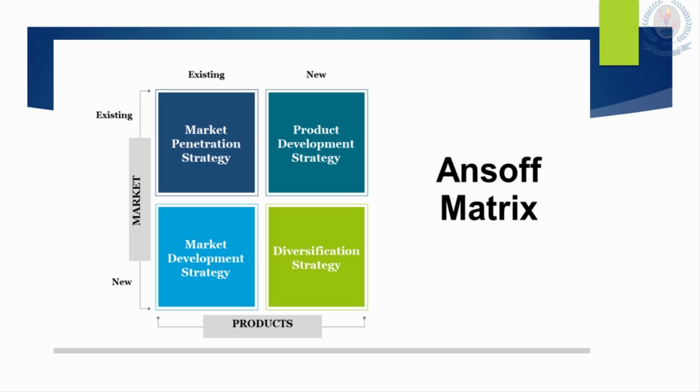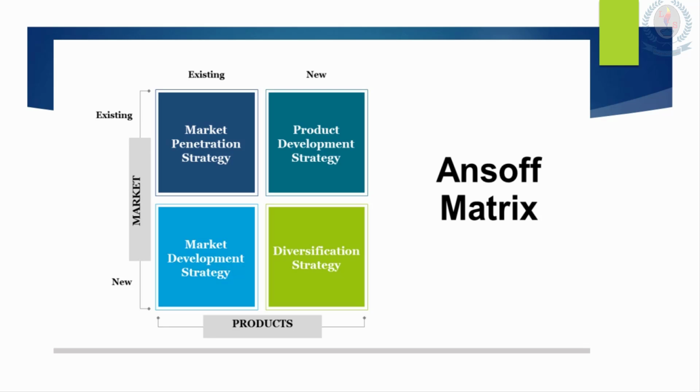The topmost left square indicates the market penetration strategy, and the next square shows the product development strategy. The below left side square indicates the market development strategy, and the green square on the right hand side indicates the diversification strategy.